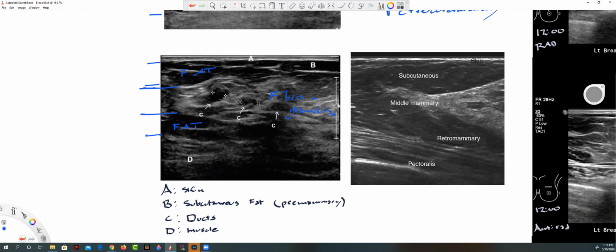Over here, this image is a little grayed out, probably an older machine. But once again, skin, subcutaneous fat, mammary. It's just mammary, and that's along here. It looks like we're going towards the edge of the breast because we're running out of mammary and we're just going fat. And then retromammary, that's also fat here. Then pectoralis muscle, and then chest wall along here, and all the way down here is going to be lung.